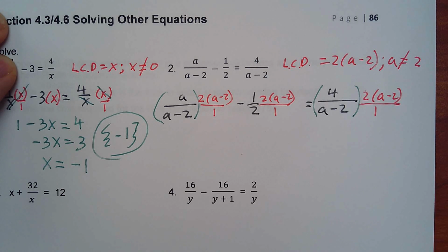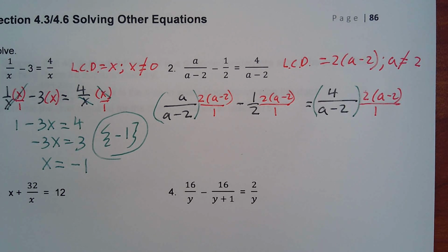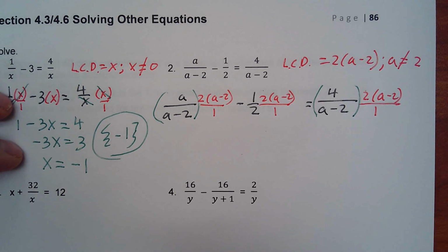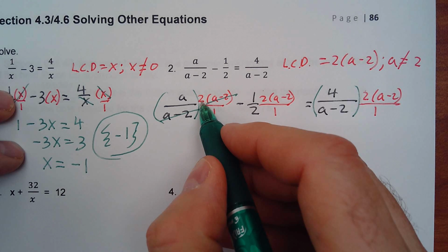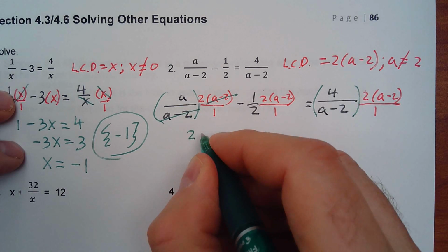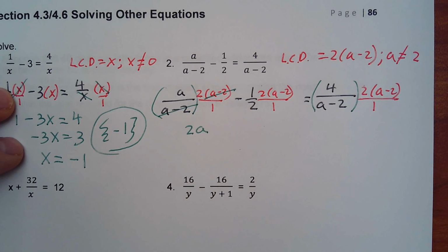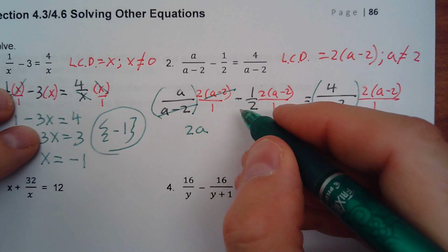Okay, so now let's see what we can cross out. On this first one, I can cross out the a minus 2. I get 2 times a, that's just 2a. On the second one, oh, there's a typo. Let's see if this works as with a minus.